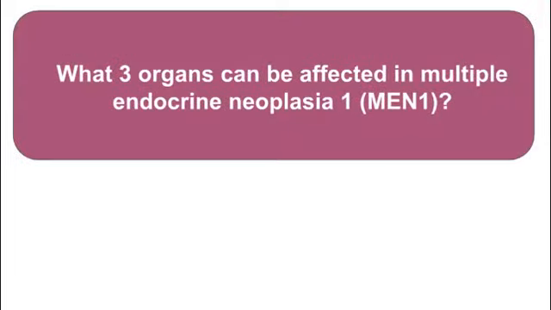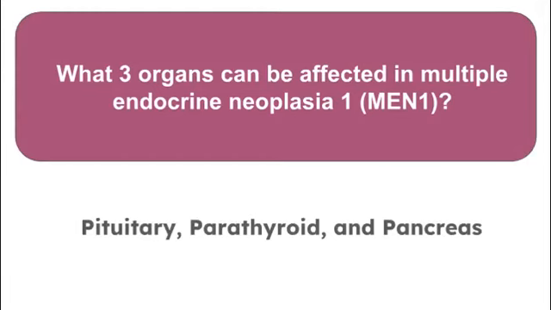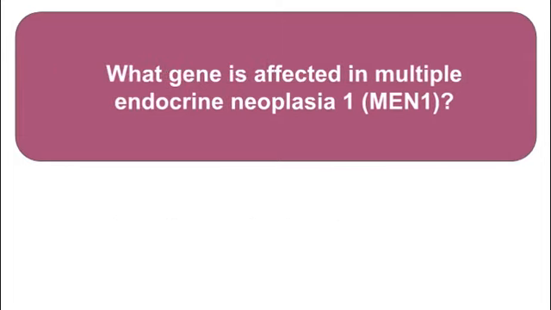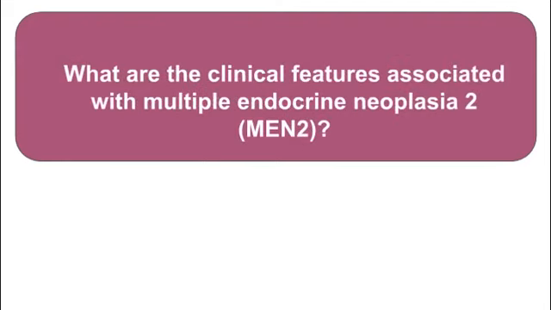What 3 organs can be affected in multiple endocrine neoplasia? Pituitary, parathyroid, and pancreas. What gene is affected in multiple endocrine neoplasia? Menin. What are the clinical features associated with multiple endocrine neoplasia?